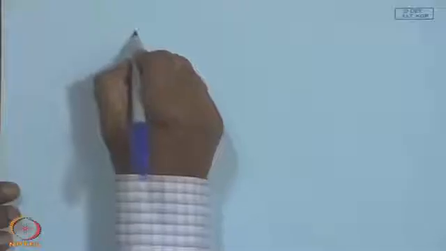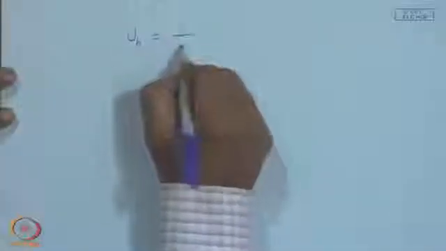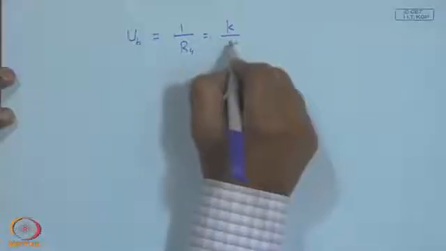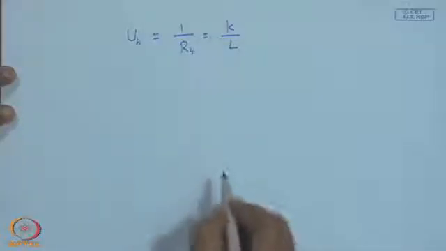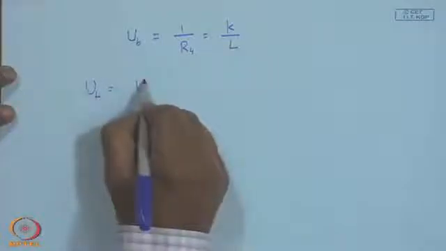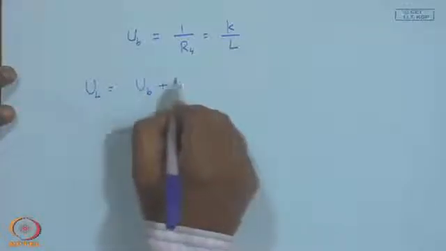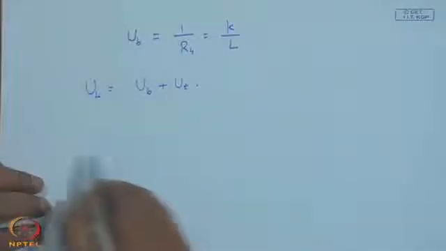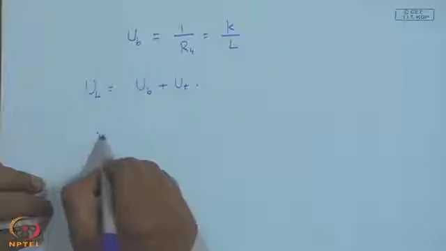So, back-loss coefficient Ub is simply given by 1 upon R4 equal to K by L. Now, my overall loss coefficient UL equal to UB plus UT. Of course, there will be exceptions.